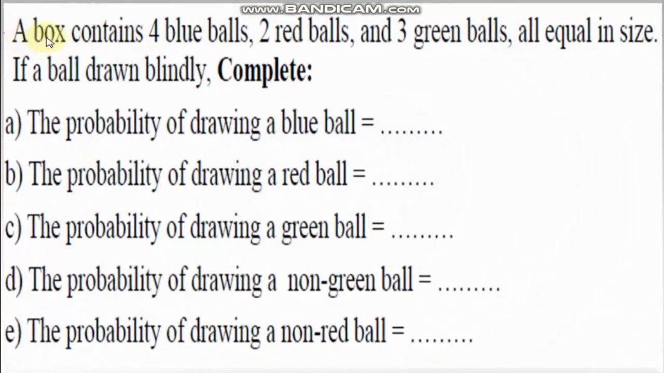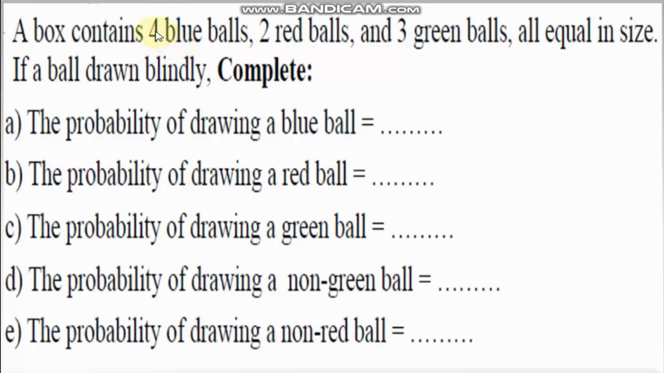Example number 2. A box contains 4 blue balls, 2 red balls and 3 green balls, all equal in size. If a ball is drawn blindly, complete: the probability of drawing a blue ball. How many blue balls do we have here? We have 4 blue balls. So we write 4 over the total number.